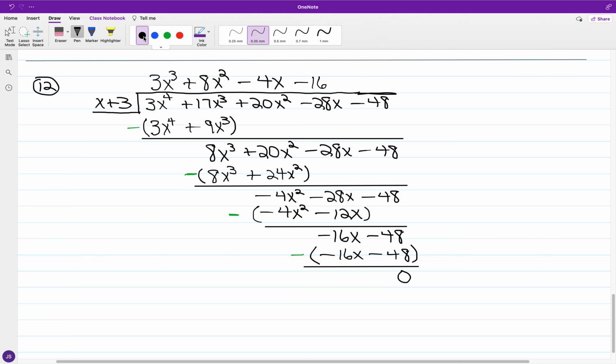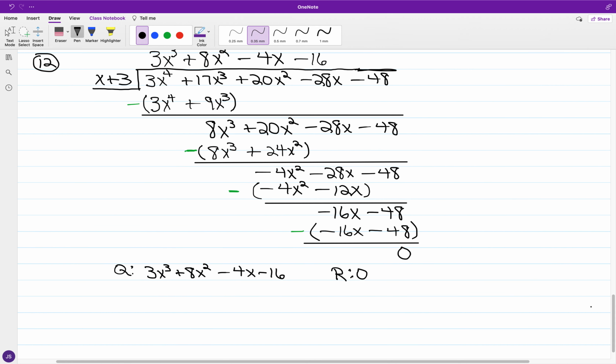So in terms of the items, now, so you're going to have for your quotient, we have 3x cubed plus 8x squared minus 4x minus 16. Now the remainder is going to be 0. So that signals that x plus 3 goes perfectly or completely into this fourth order polynomial. Okay, so in other words, if you had the quotient times x plus 3, that comes out to this fourth order expression.